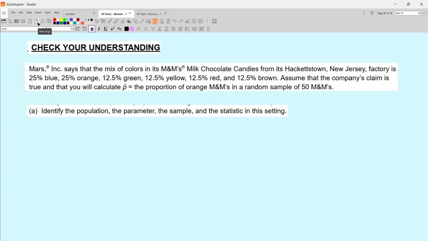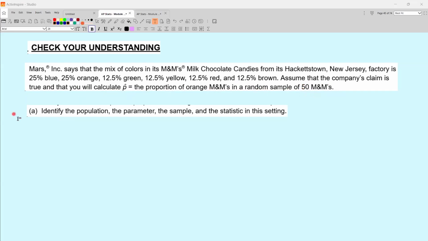Here's a check your understanding. Pause the video and try this on your own. We're going to go over it in 3, 2, 1. Mars Incorporated says the mix of colors in its M&M's milk chocolate candies from its Hackettstown, New Jersey factory is 25% blue, 25% orange, 12.5% green, 12.5% yellow, 12.5% red, and 12.5% brown. Assume that the company's claim is true and that you will calculate p hat equals the proportion of orange M&Ms in a random sample of 50 M&Ms.